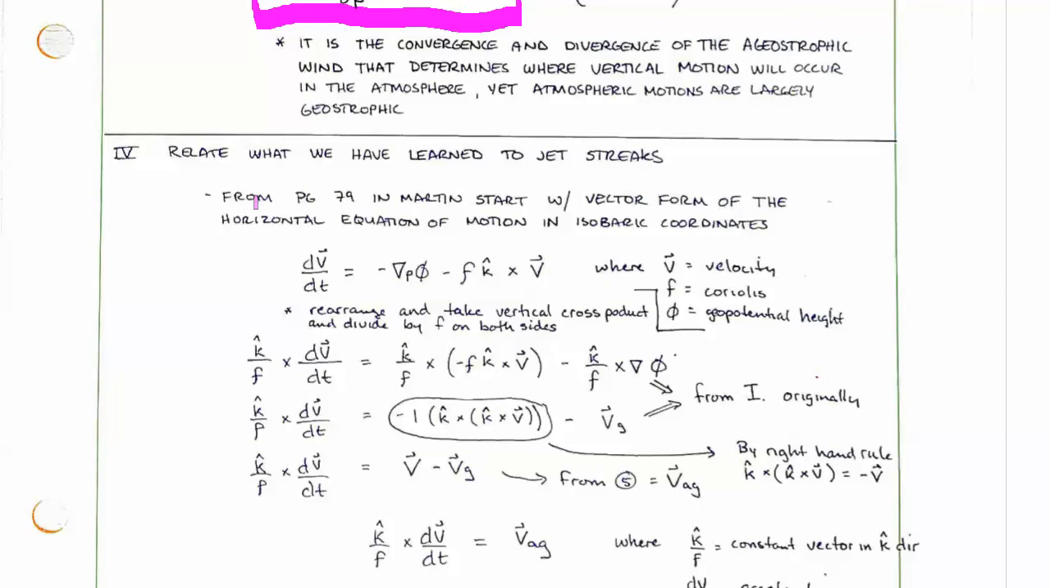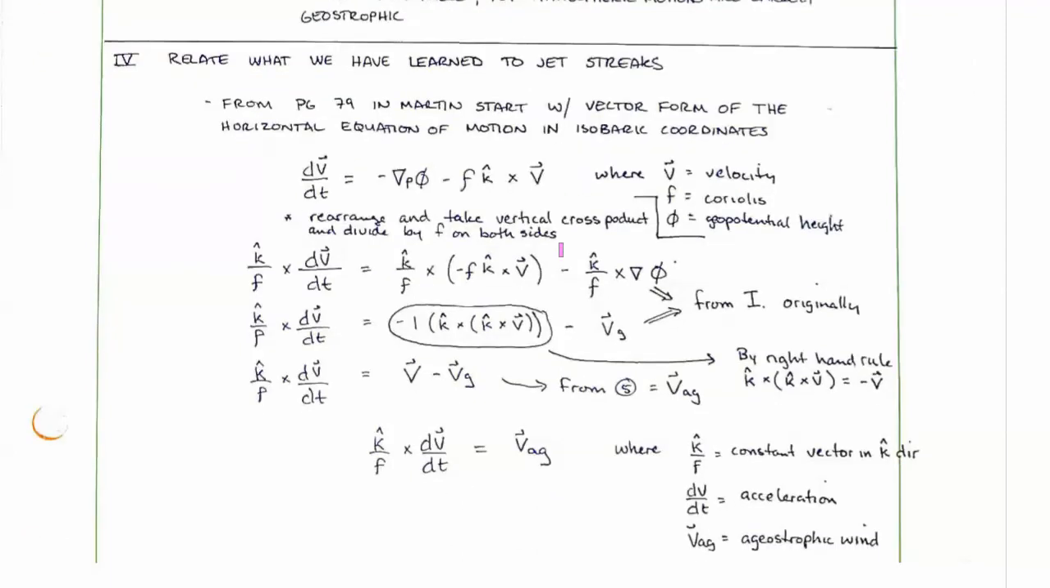Well, going back to page 79 of Martin, we're going to start with the vector form of the horizontal equation of motion in isobaric coordinates. And I believe it's the horizontal frictionless version also, so there's no friction in this equation. So we end up with acceleration, or this is from the momentum equation, so acceleration equals negative gradient of height minus f k hat cross the wind. So V is the wind velocity, f is Coriolis, and phi again is geopotential height.